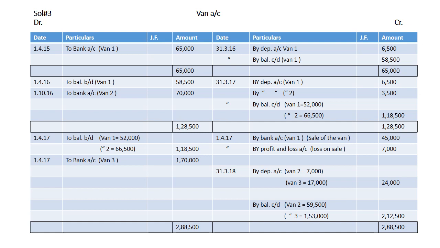By depreciation account, depreciation of second van only, because the first van was already sold, is 7,000. Depreciation on third van is 17,000. Therefore the balance will be 2,12,500.